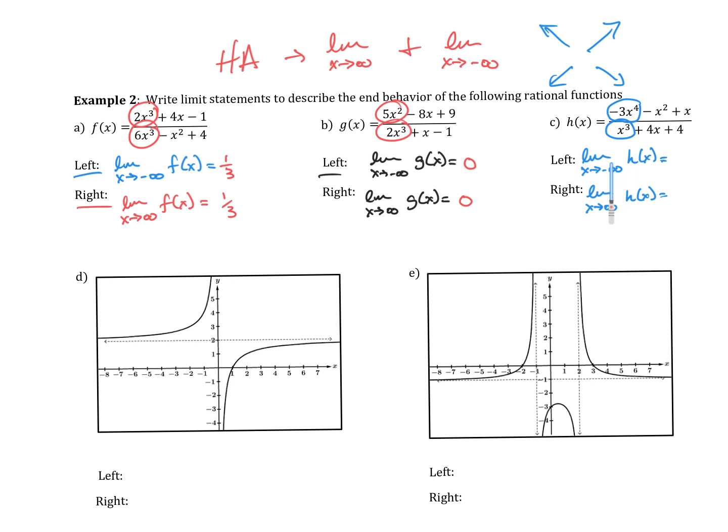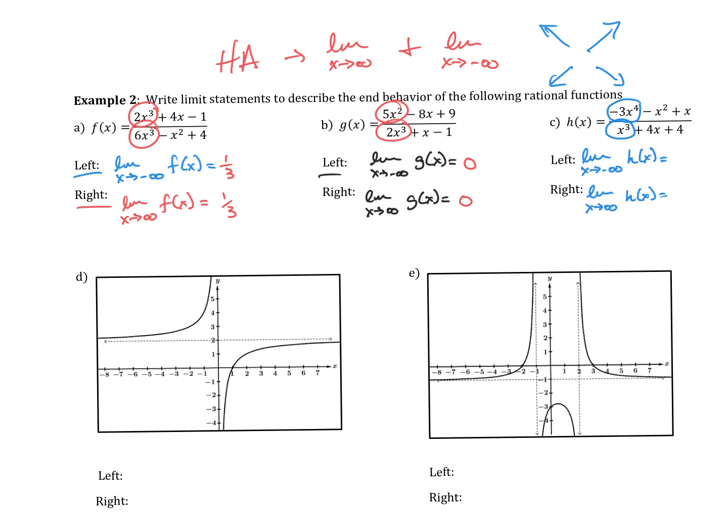When I substitute in negative infinity, if I substitute in a negative raised to the fourth power, is that positive or negative? It's positive. And then I have a negative 3 times a positive, which is positive or negative? It's negative. So negative 3 times a positive is negative, right? And then over negative infinity cubed. So a negative cubed is what?